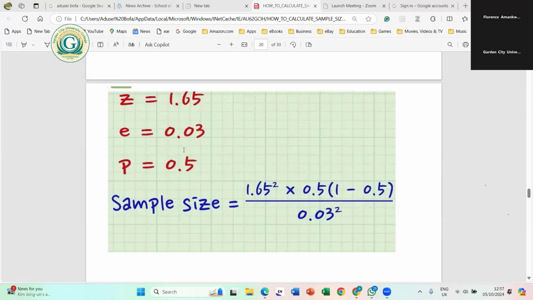So what do you think the confidence level is? You can unmute yourself and talk. 90. Exactly. So try and compute the sample size for this scenario. We have a z-score of 1.65, error of 0.03, and p of 0.5. Try and compute it, and let's see whatever you get.